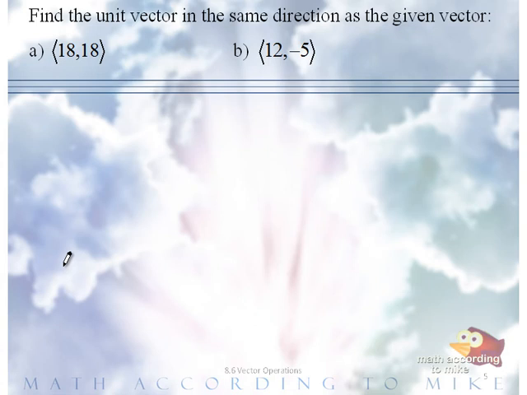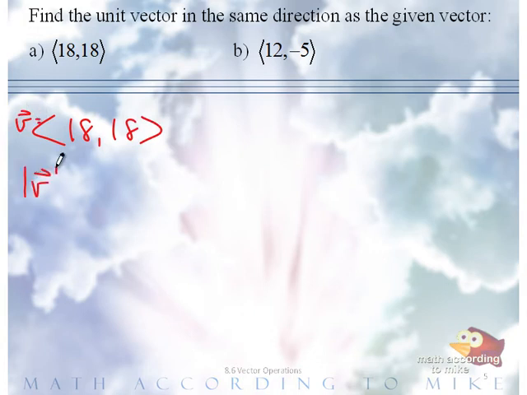Finding the unit vector in the same direction as the given vectors. So our first one is 18, 18. This one should not surprise us too much. So the first thing to do, let's call that vector v, is figure out the magnitude of vector v.